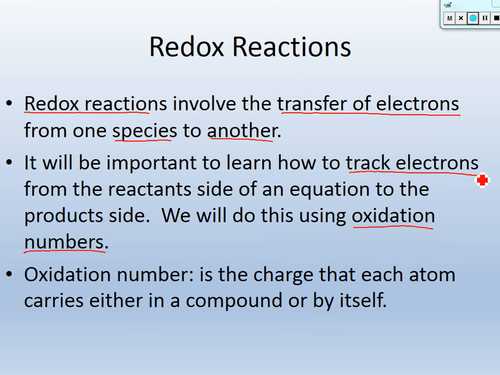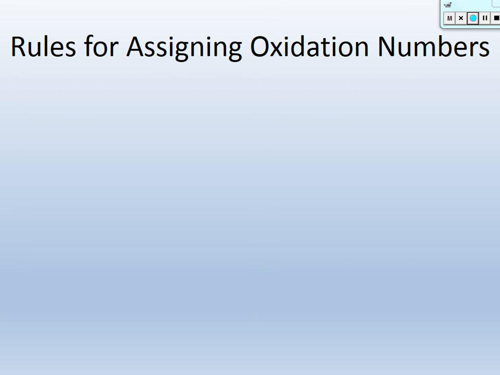So let's first define what an oxidation number is. An oxidation number is the charge that each atom carries either in a compound or by itself. So oxidation number, it's really just the charge of the atom or the element in the compound. And so, in fact, they're used interchangeably. Oxidation number is the charge of each element, either by itself or in a compound.